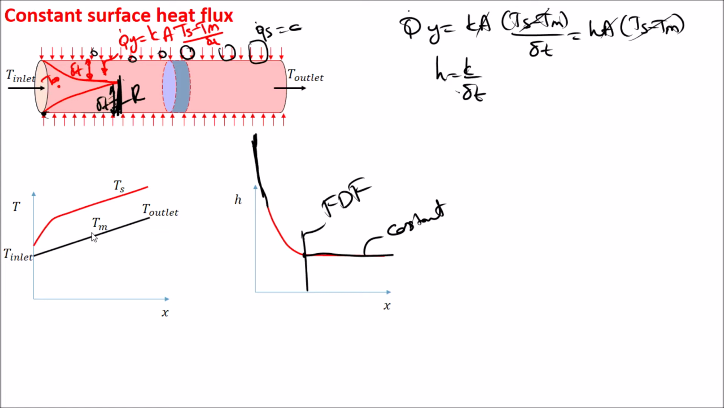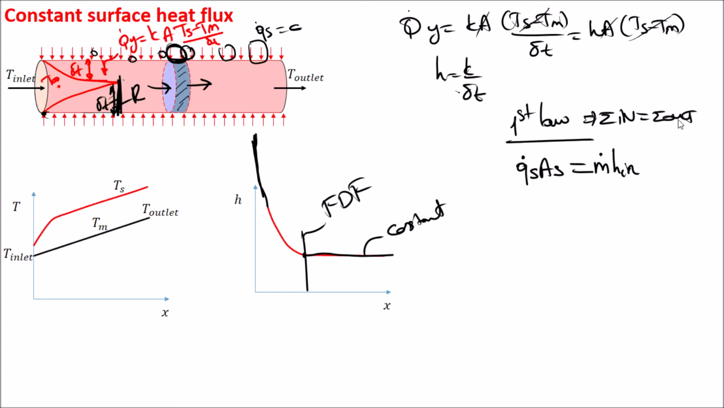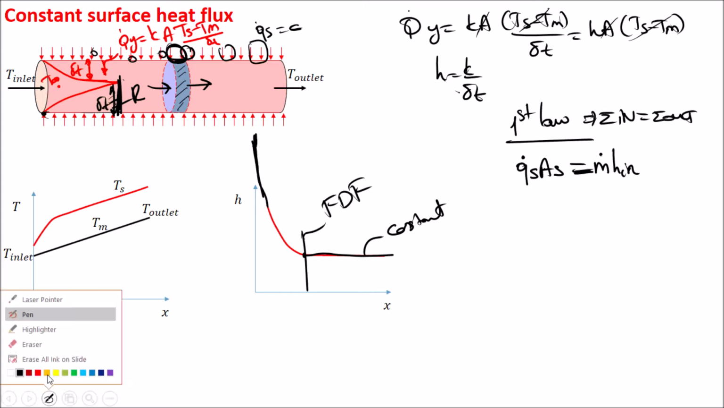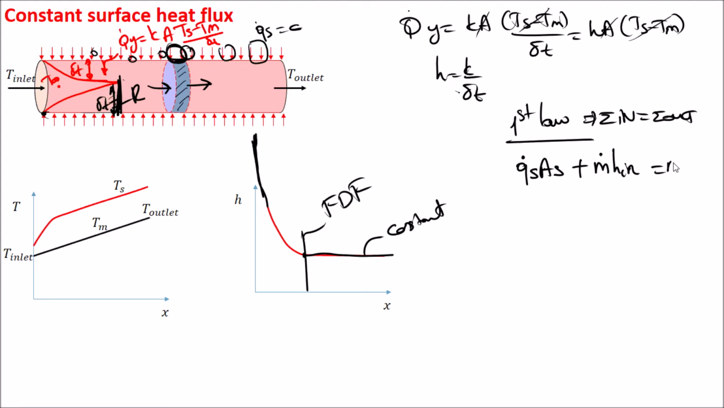Now we look for how Tm and Ts change. For that, we will write an energy balance for this elemental volume. Here you have the in, here you have the out, and here again you have the in quantity. If I write the first law, the in quantity is the flux falling on it times the area that we have here, plus the enthalpy in, and that will be equal to m dot times enthalpy out.